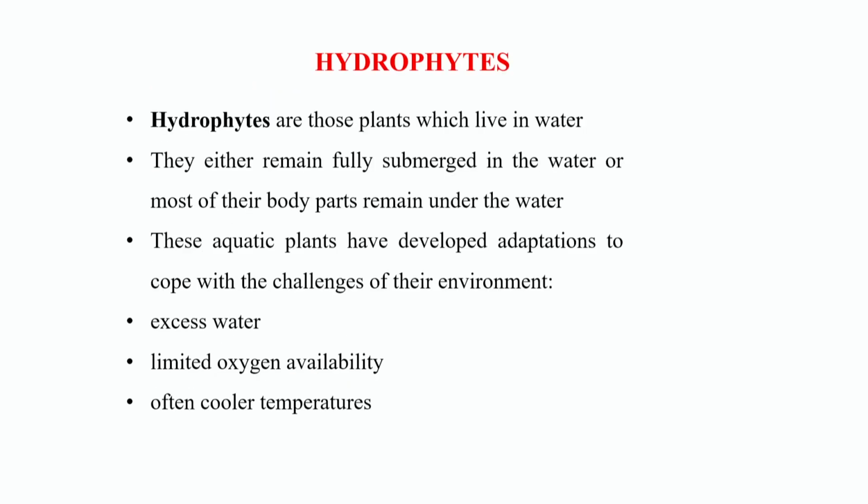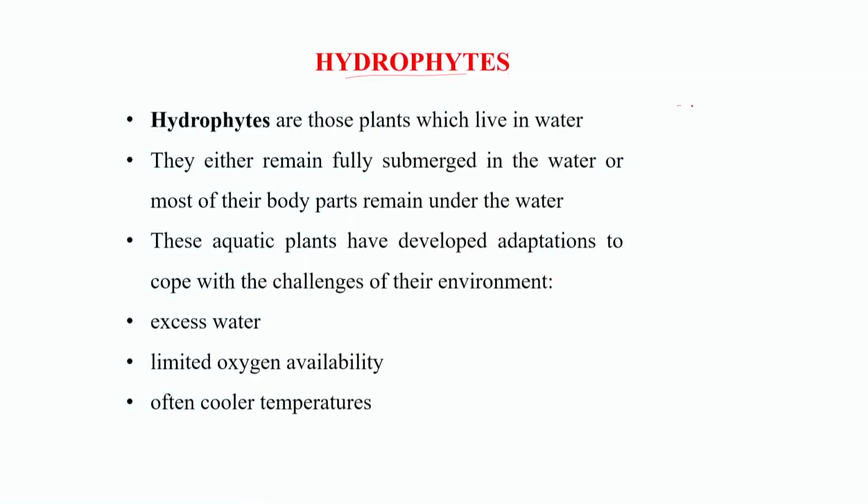So let's start with hydrophytes. Let's start with plant adaptation, and first we will talk about hydrophytes. Hydrophytes are basically plants which grow in water conditions, surrounded by water. They could be completely submerged. Suppose this is the water body, and you can find a plant which is completely submerged in water, or you can also find a plant which is floating on the water surface.